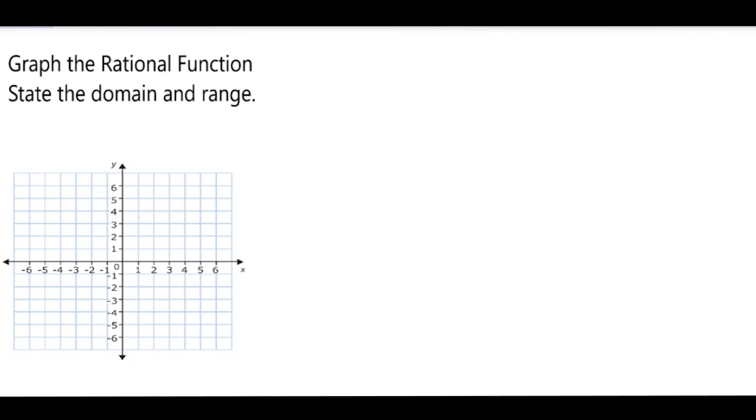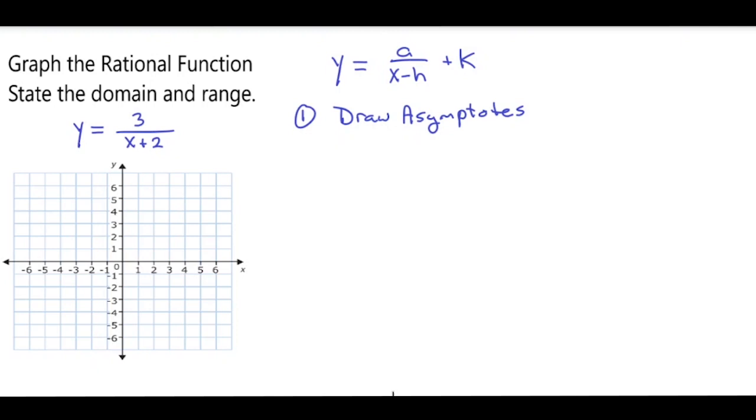Hello again. Today we're going to be graphing rational functions and stating the domain and range. So let's say I have the rational function y equals 3 over x plus 2. And this is of the form y equals a over x minus h plus k. Well, if we're going to graph this, my first step is going to be to draw the asymptotes. And remember that the asymptotes are x equals h and y equals k.